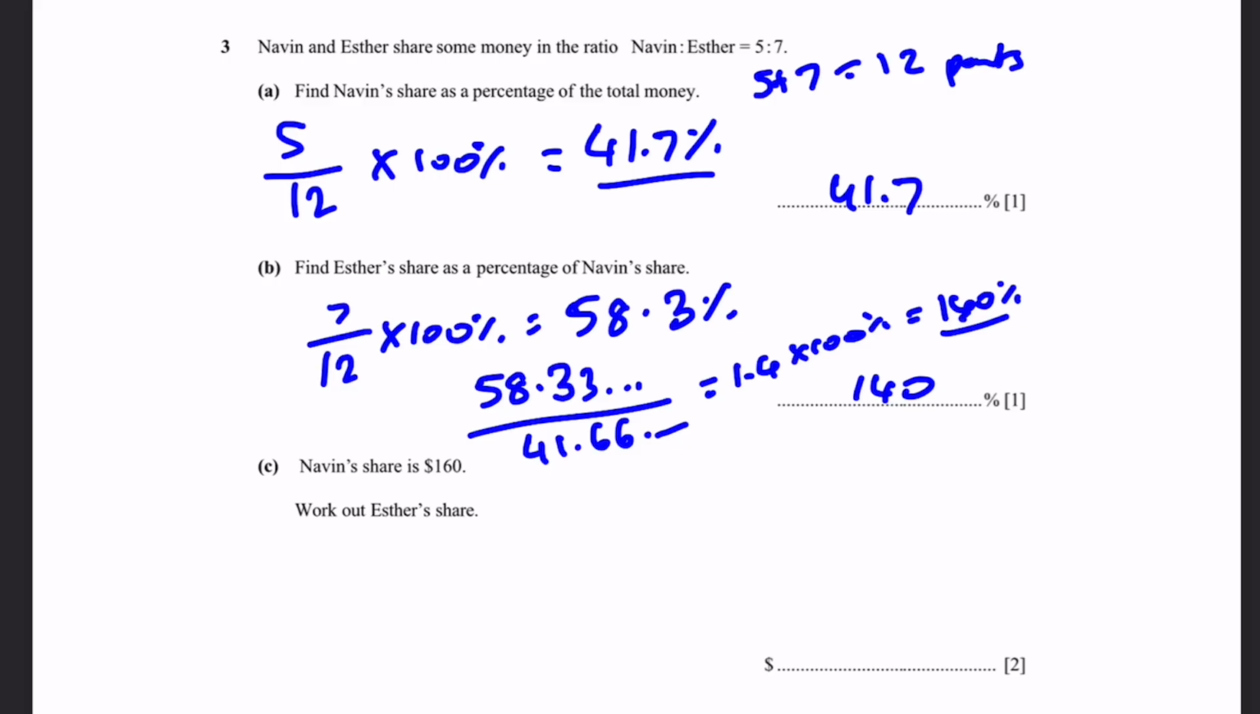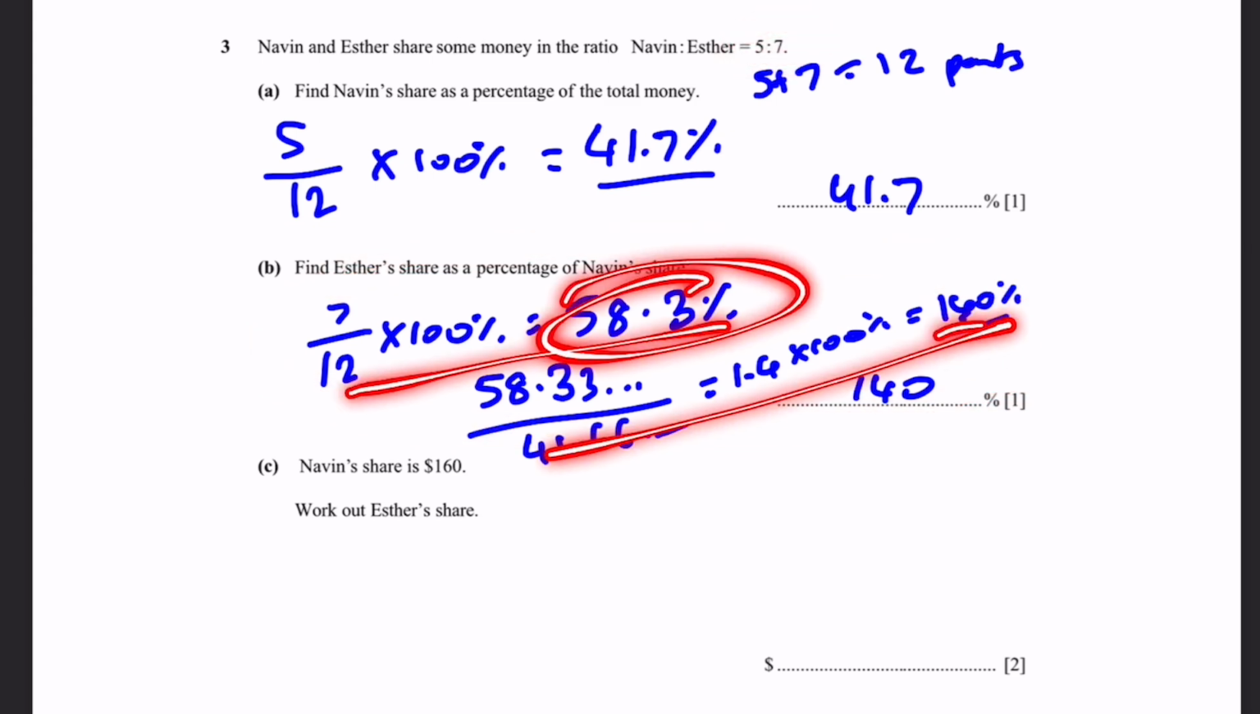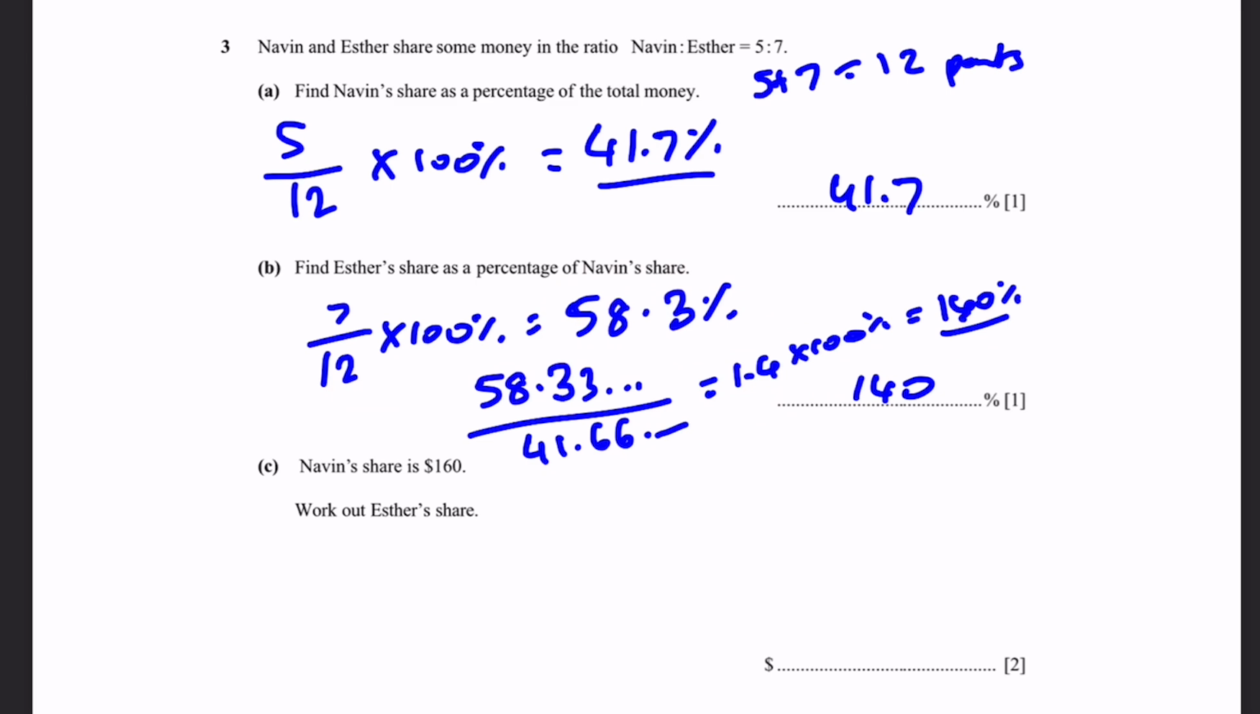By the way, many of you might have realized that you can do this in one step using this information, instead of using 2 separate steps to find this percentage and then find 140. We have Esther's share as a ratio of Naveen's share. So we can just do Esther, which is 7, over Naveen, which is 5, and multiply this by 100%, which is actually 140%, and that is a much shorter way to do it. But either way you do it, you'll get the answer as 140%.